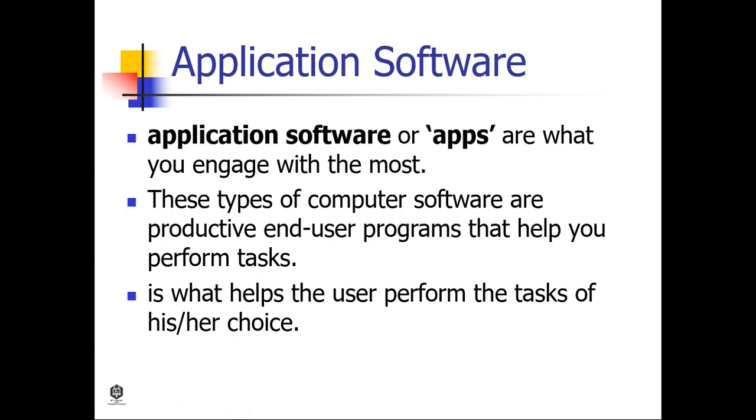These types of computer software are productive and user programs that help you perform tasks. Application software is what helps the user perform the task of his or her choice. They are non-essential software which are installed and run depending upon the requirements in the environment provided by the system software.